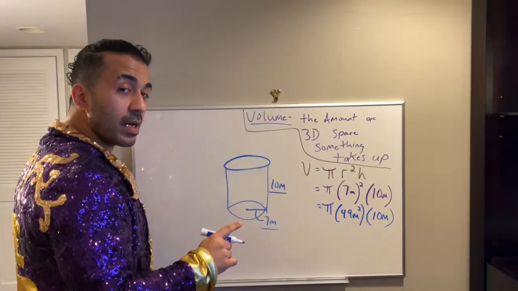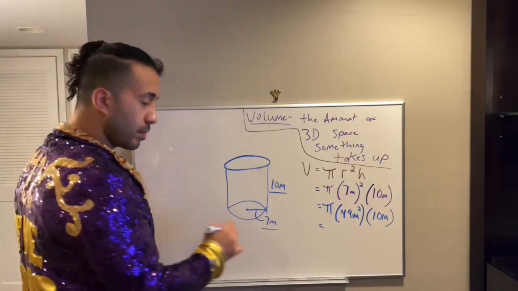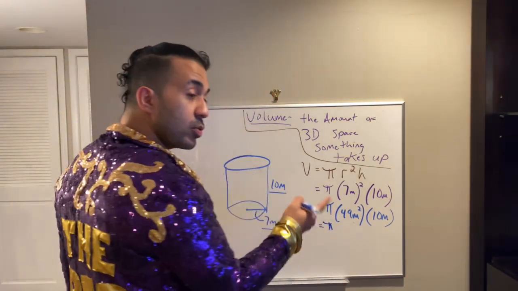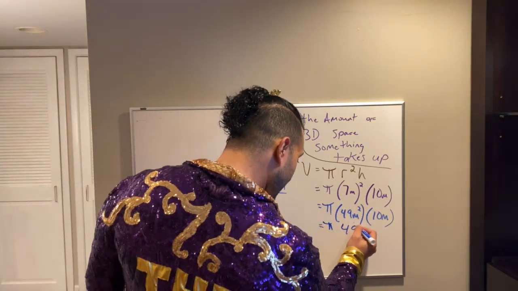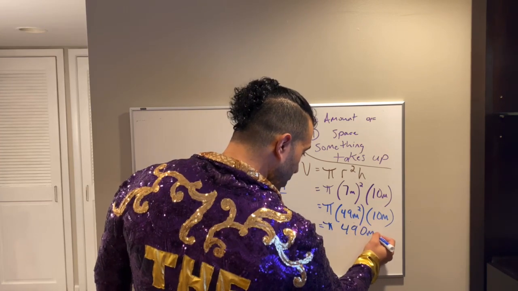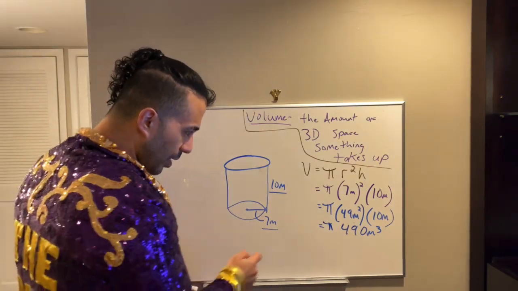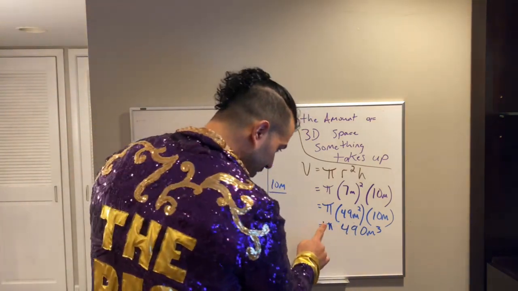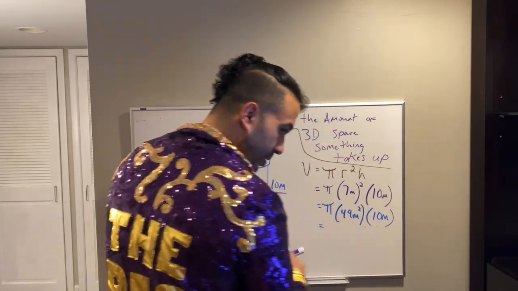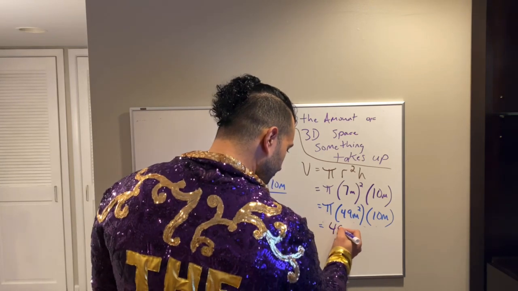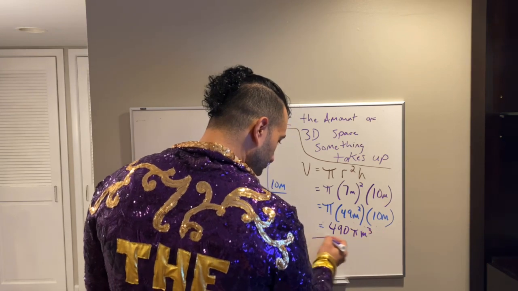We're still not done, pa. We're going to still leave pi as the pi symbol. Now we do the 49 meters squared times the 10 meters, and we get 490 meters to the third power. Now, if you want to write that in real algebra, you put the pi over here. So we're going to rewrite this. I hope you're using a pencil out there, pa. We have 490 pi meters to the third power.